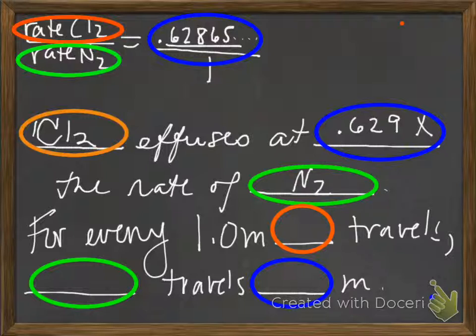In other words, if you need another way to think of it, for every 1 meter that, again, that thing that was in your first space, Cl2 travels, the thing that was on the bottom, nitrogen, will travel, and then you're going to have that number again, 0.629 meters. Does that make it clearer?